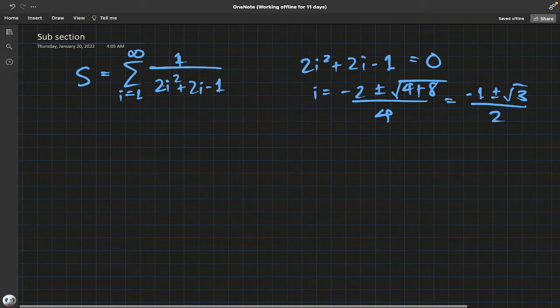And now if you want to write this polynomial as a product of its roots, you need to have coefficient 1 on the leading term, which is i squared. So we need to pull the 2 out of everything.